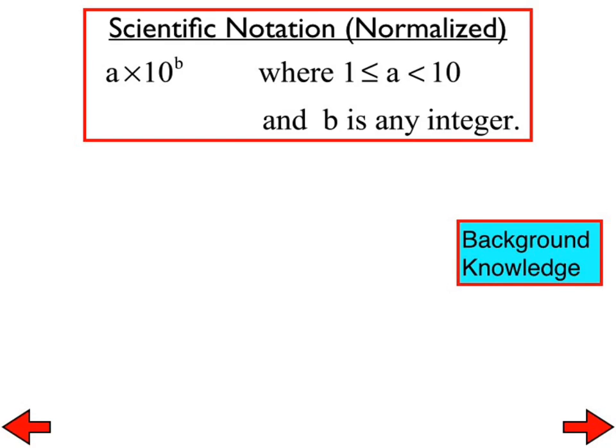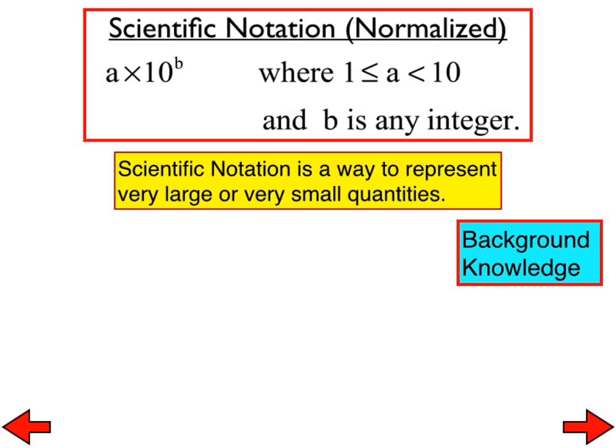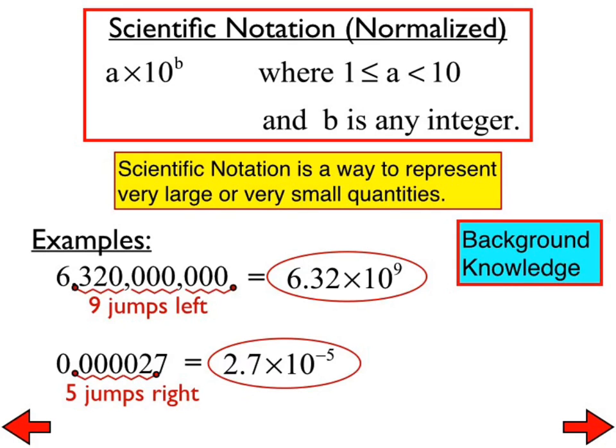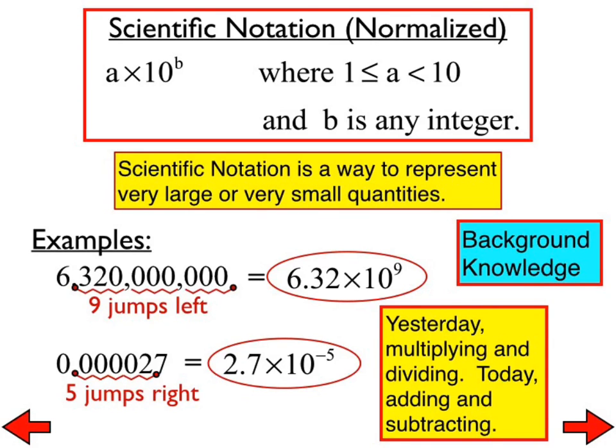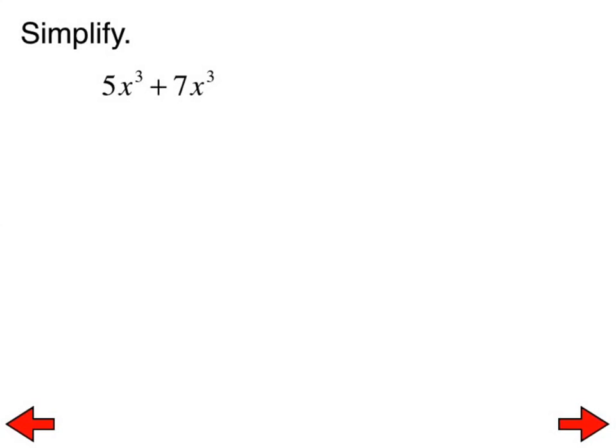So, background knowledge, remember a number is in scientific notation, and we typically call that normalized scientific notation, if we have a number between 1 and 10 times some power of 10. Scientific notation is a way for us to write very large numbers and very small numbers in a compact form. So today our focus is on adding and subtracting.